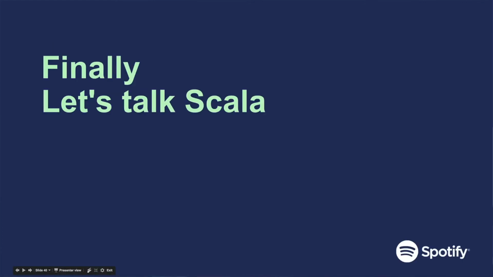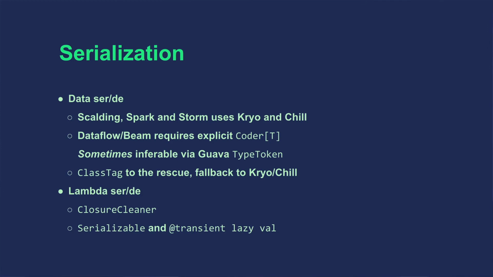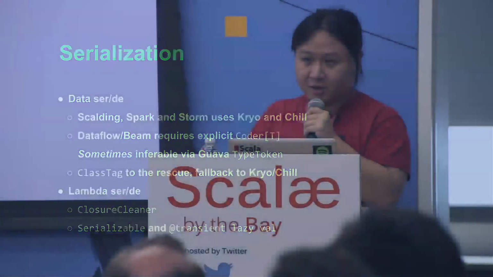Finally, let's talk about Scala and how it works. A few interesting lessons learned. Serialization, it's the hardest part in big data. There are two types of serialization happening in the pipeline. You have to serialize your data. A lot of the common Scala libraries, Scalding, Spark, Storm, they all use Kryo and Chill under the hood.